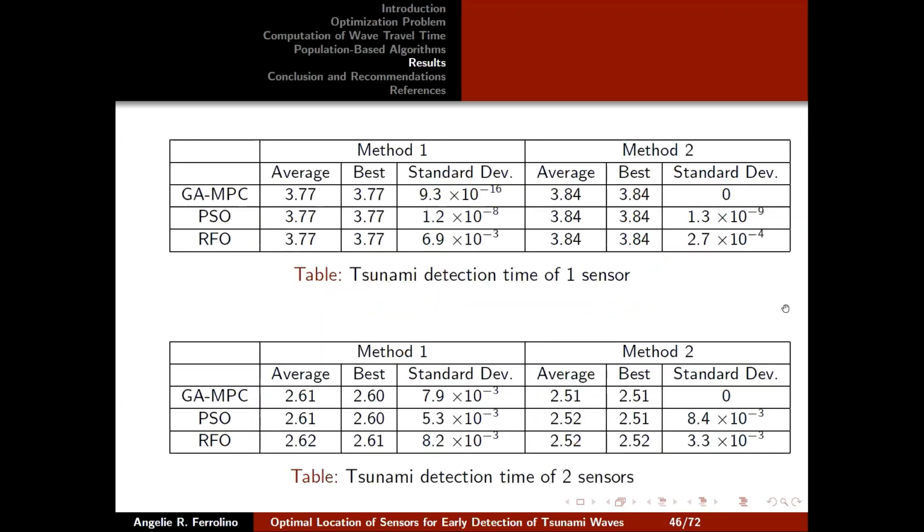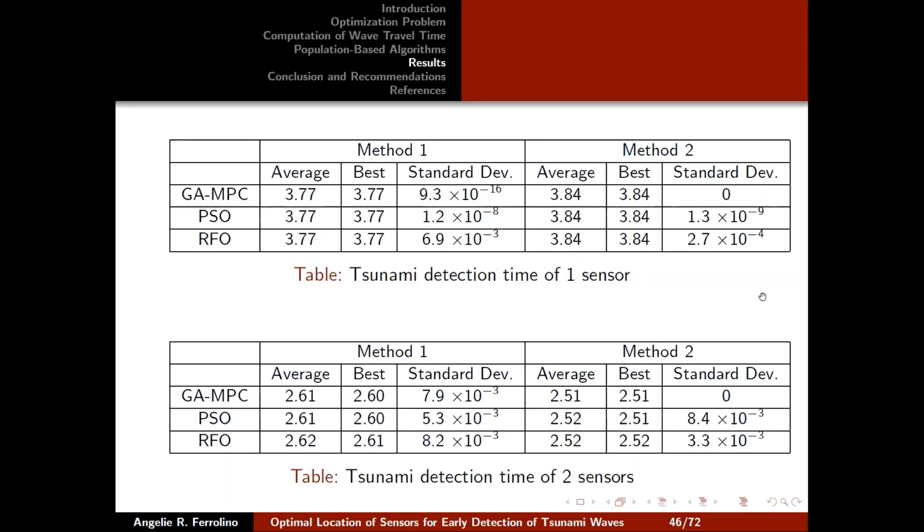Now here is the table showing the tsunami detection time for some number of sensors using both methods and the three algorithms. We present here the average and best values as well as the standard deviation. By the way, I did 10 independent runs for each method and each algorithm.